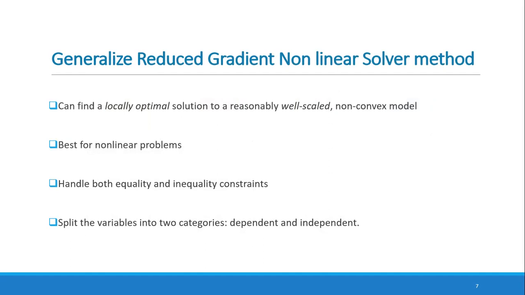It has a quality that it can handle both equality and inequality constraints. It splits the variables into two categories, dependent and independent. And I have told you before that we will have different loads which will be shiftable and non-shiftable. So that's why the generalized reduced gradient nonlinear solver method is perfect for this situation.